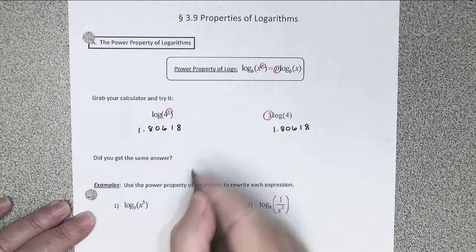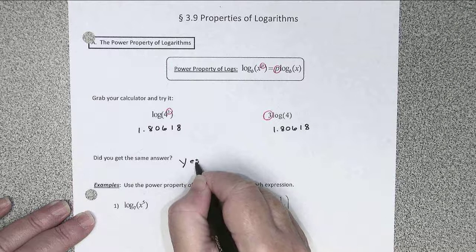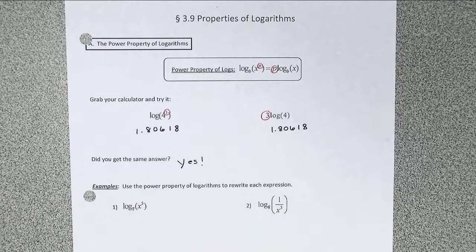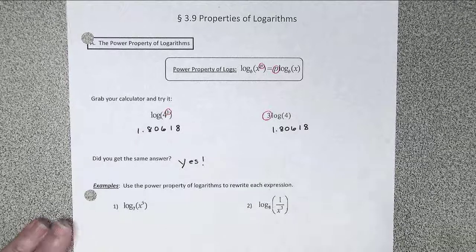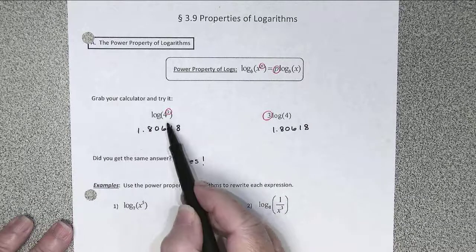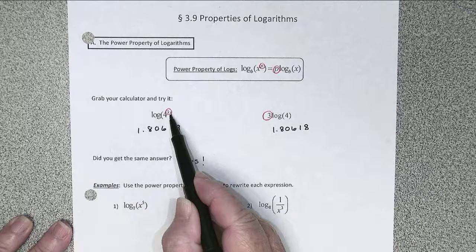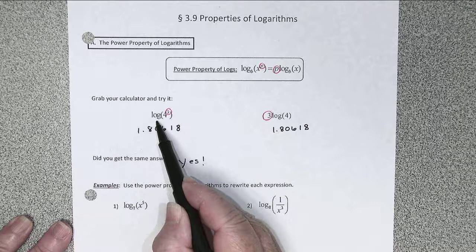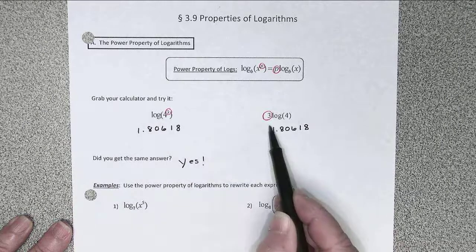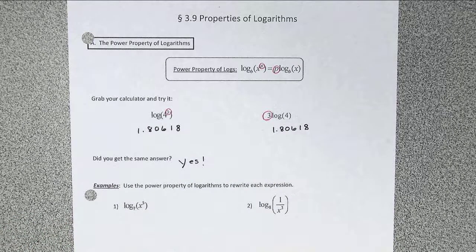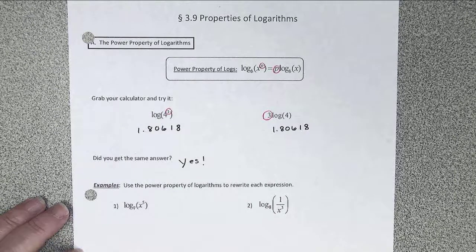Now I know that's only one example. You could actually try many, many of these if you wanted to, and you should see that this power property works every single time. So if I have a base raised to a power inside a logarithm, I can take that exponent and bring that down in front as a multiplier of the logarithm. Let's practice that a little bit. Let's go ahead and use our power property to rewrite these expressions.